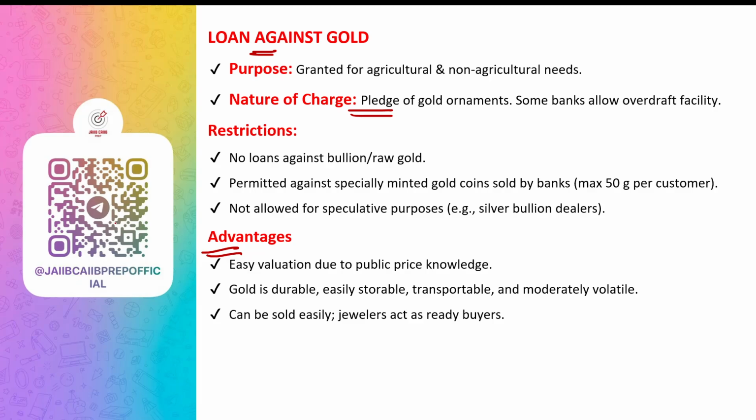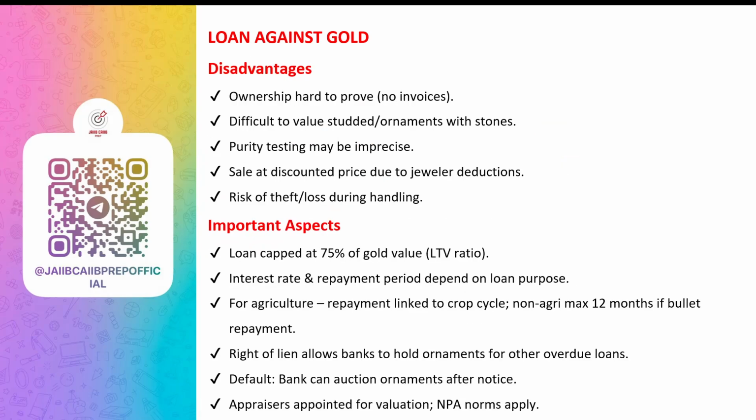Now let's talk about the restrictions. No gold loan is allowed against raw gold, so no loan against raw gold or bullion. A loan is permitted against specially minted gold coins which are sold by the bank. Again, the limit is 50 grams per customer, and as applicable in all other cases, the purpose should not be speculative in nature. Now let's talk about disadvantages.